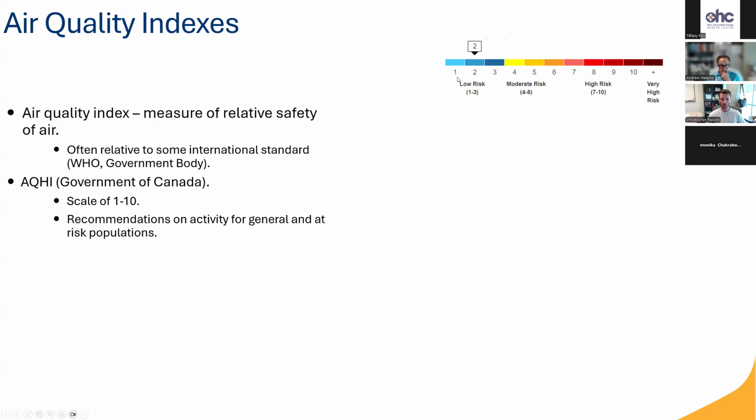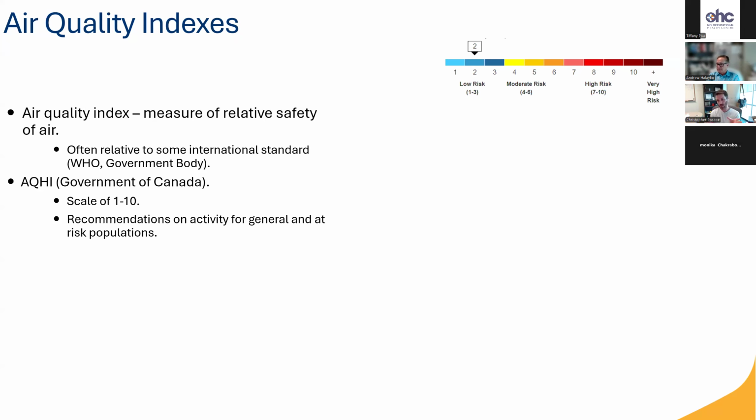It rates things on a scale of 1 to 10. You can see up here, anything in that 1 to 3 range is considered low risk, 4 to 6 moderate, 7 to 10 high risk, and then 10 plus, which was added a number of years ago to convey very high, very serious risk. With this AQHI, they try to set activity recommendations for the general and at-risk populations.